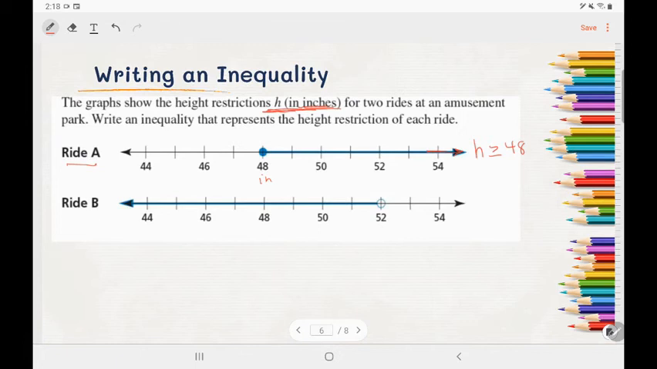Ride B is saying that in order to ride B, you need to be, okay, we're starting at 52. H is less than, because my arrow, all the numbers are going smaller than 52, cannot equal 52. So I'm not going to add that or equal to. So you can imagine ride A, you got to be a big kid to ride the ride, and ride B might be in Kittyland, and you need to be smaller than 52 inches.